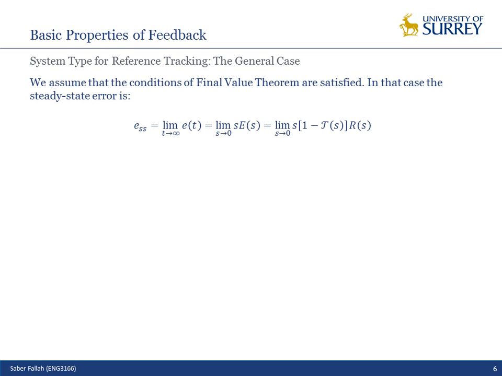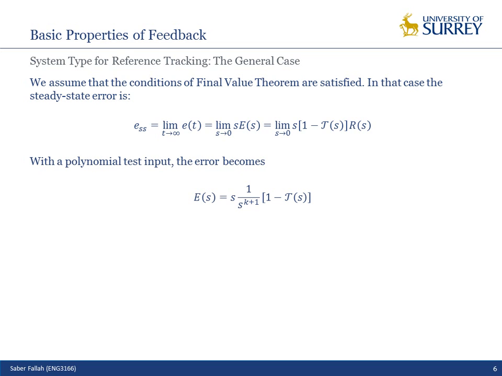The steady state error will be the limit of e(t) when t goes to infinity. Based on the final value theorem, it is equivalent to the limit of s E(s) when s goes to 0. We saw that E(s) for the closed loop system with the transfer function in the feedback will be 1 minus T(s) times R(s). If we have any type of polynomial input, R(s) will be 1 over s to the power k plus 1, times 1 minus T(s).